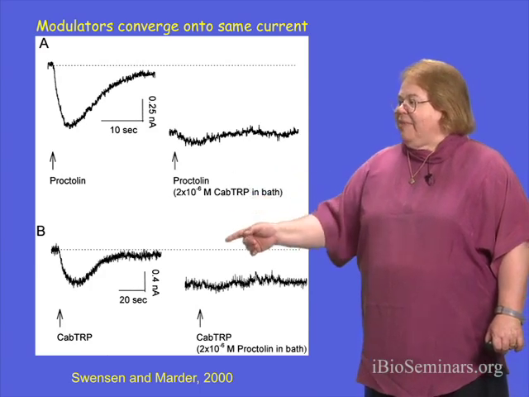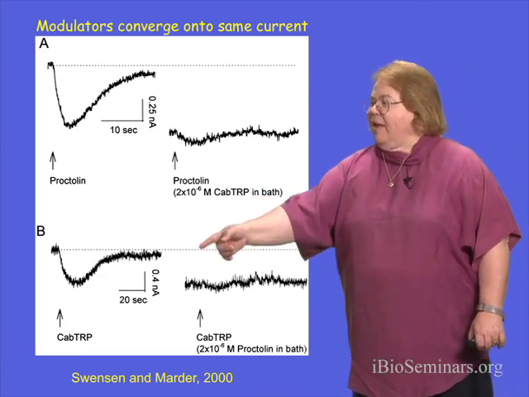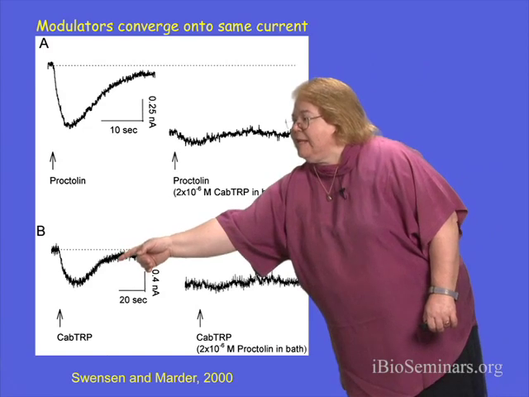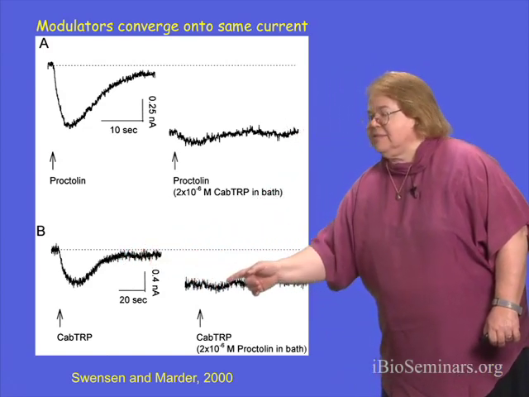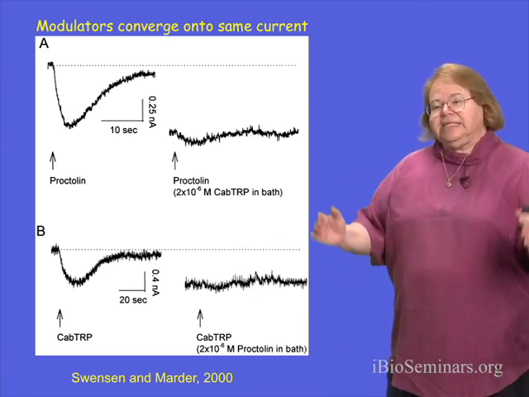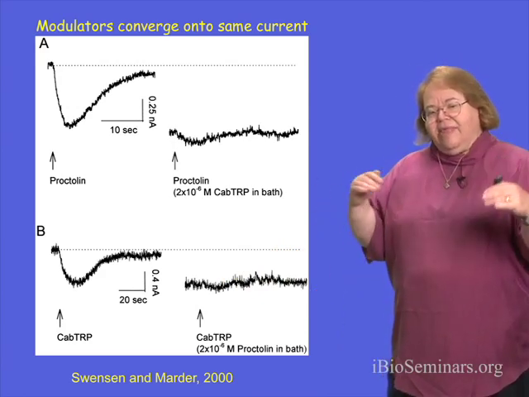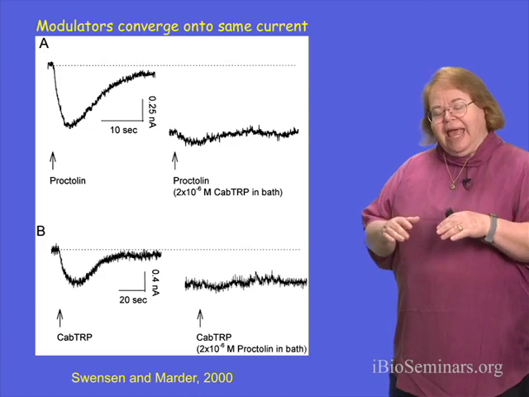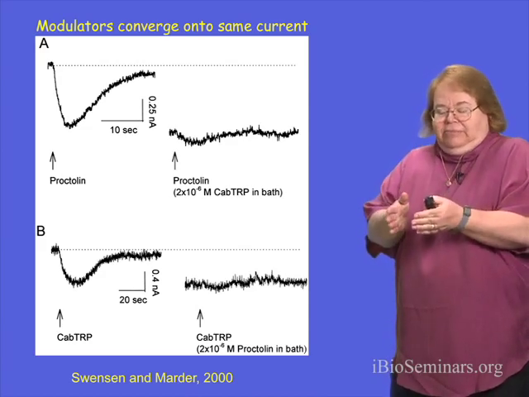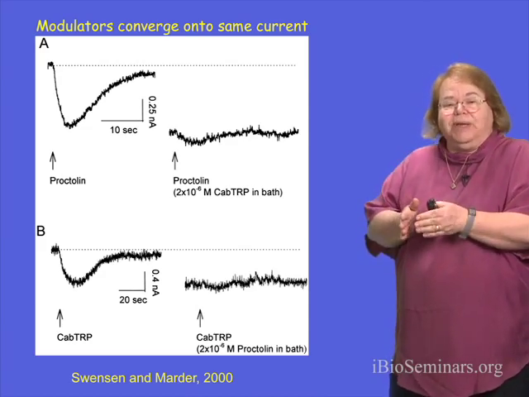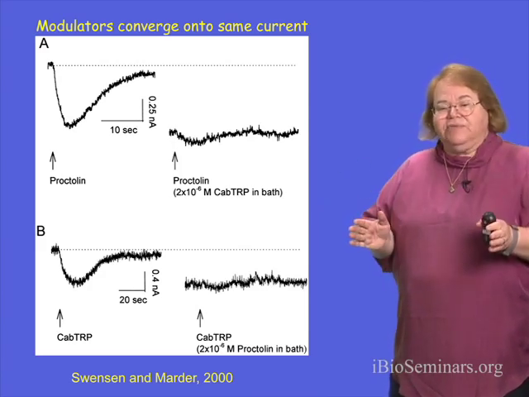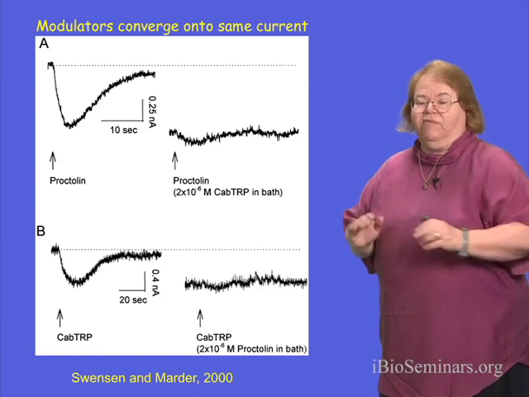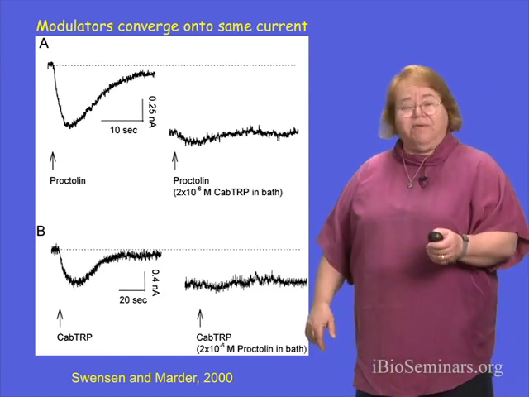And then he did the experiment in the opposite order. He puffed on CABTERP, got an inward current. Then he put proctolin in the bath, and he occluded the effects of the CABTERP. So this is telling you that they're occluding each other's action downstream of the receptor, because they're completely structurally different peptides. They bind to different receptors, but they appear to be converging at the level of their final target.